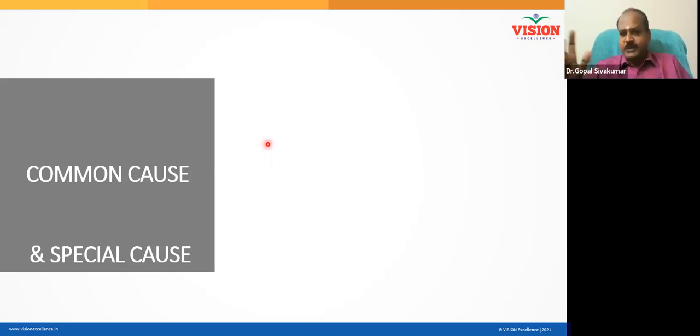So common cause, special cause, there is a boundary we need to draw. Common cause variation is also known as random variation, because we do not know why the variation comes. It is also known as normal variation. It is also known as unassignable cause of variation. Why is it unassignable? If somebody is asking you why is it happening, you can't fix it because nature has its own rule.